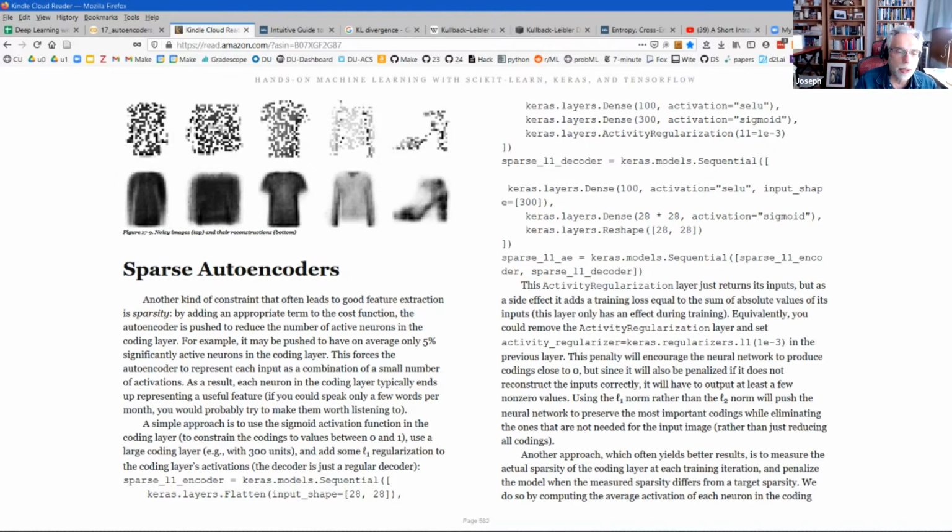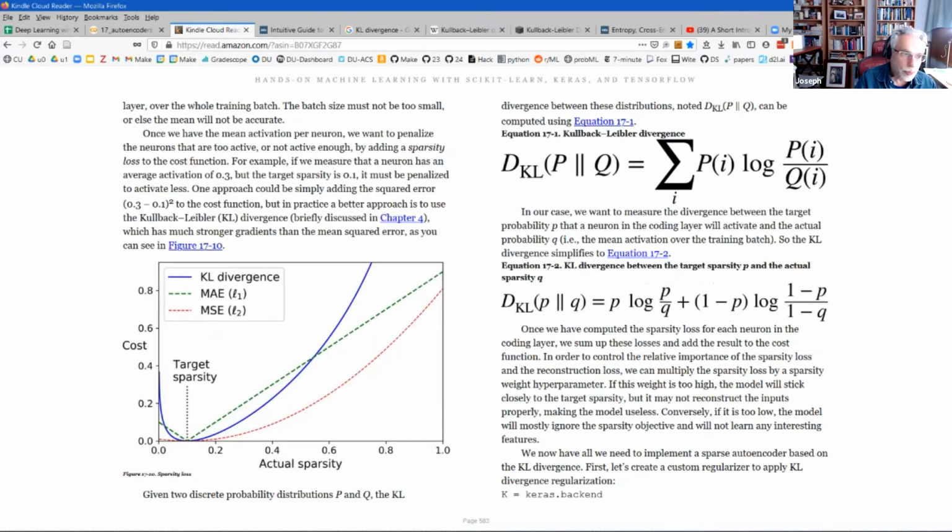As an example, he says, you could ask that the sparsity be equal to 0.1, and then you would penalize it if the actual sparsity is 0.3. One approach, he says, is adding the squared error to the cost function. So that's one way of penalizing it for not having sparse encodings. But in practice, he says, a better approach is to use the Kullback-Leibler divergence. He said it's briefly discussed in chapter 4, and has much stronger gradients than the mean squared error.